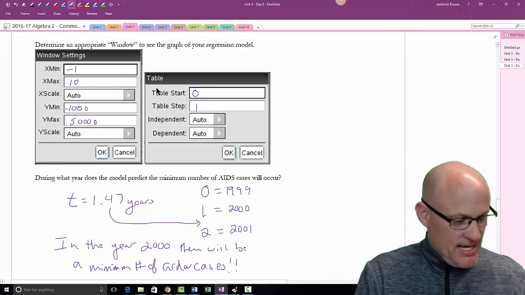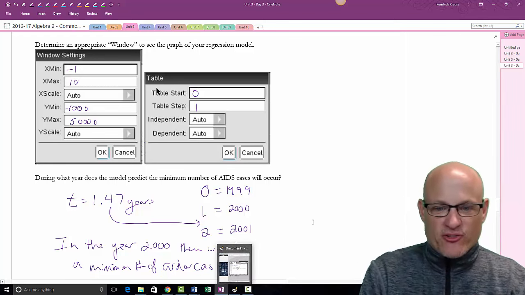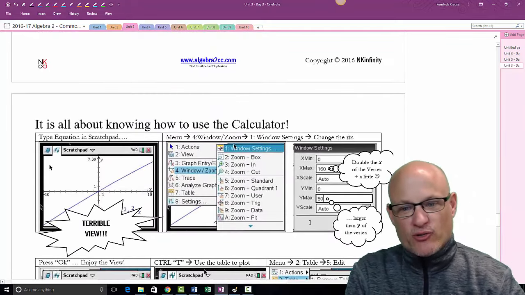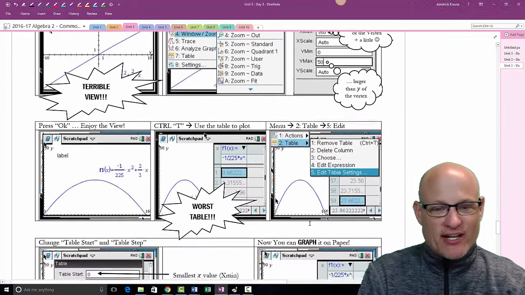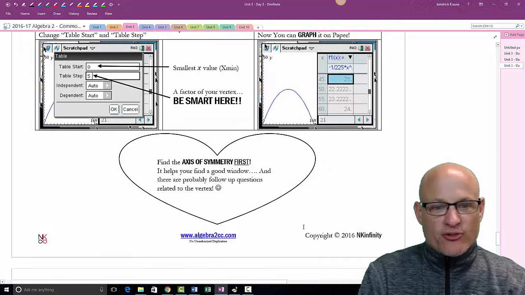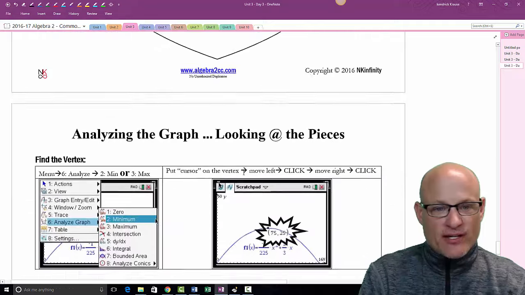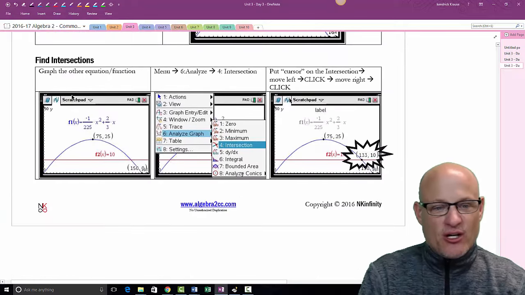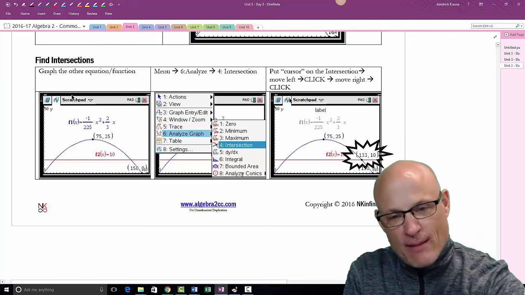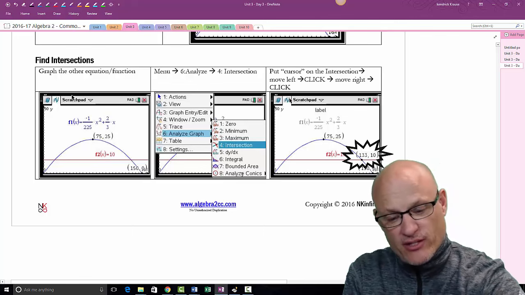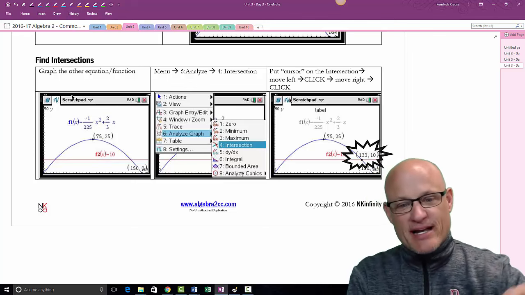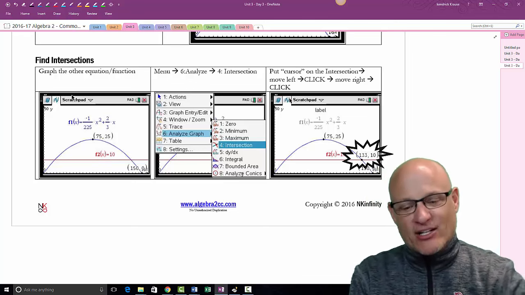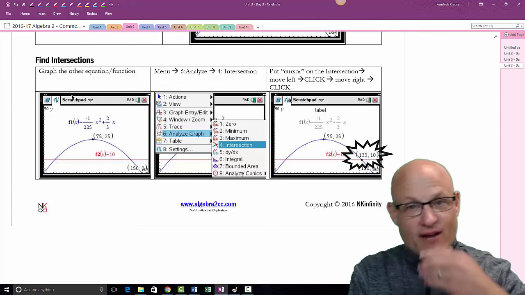All right. I think that's it. I think the rest of the pages is just some notes on making sure you understand how to change things, how to look at things, how to find the axis of symmetry, which helps you find a good window, analyzing the graph. There are some ideas for you, just for yourself. We don't have any problems there, thank goodness, because this thing has already taken well over an hour. Just some ideas for you later on to go back and take a look at how to use this particular graphing calculator.